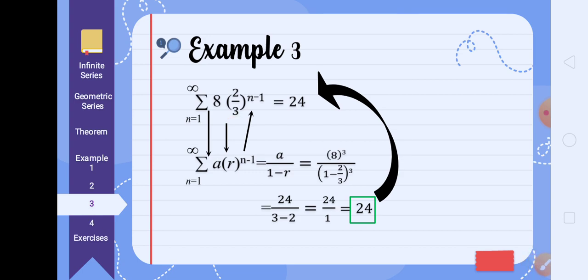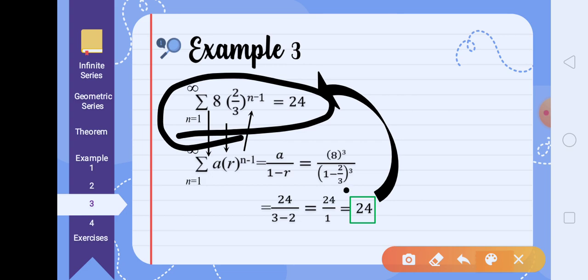So 8 times 3 is 24. And these 2 will become cancelled. So 3 minus 2, and 3 minus 2 is equal to 1. So 24 over 1, that is equal to 24. So the sum of the geometric series is 24.